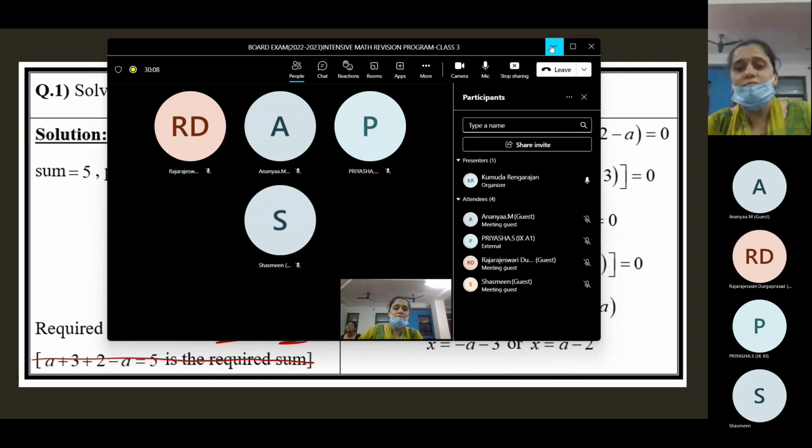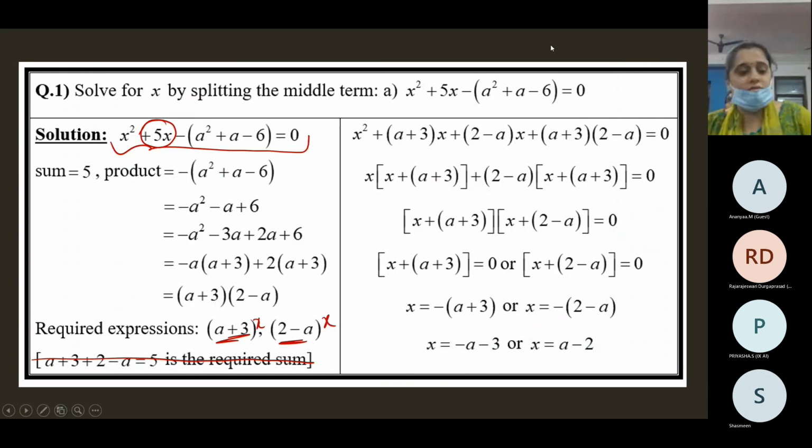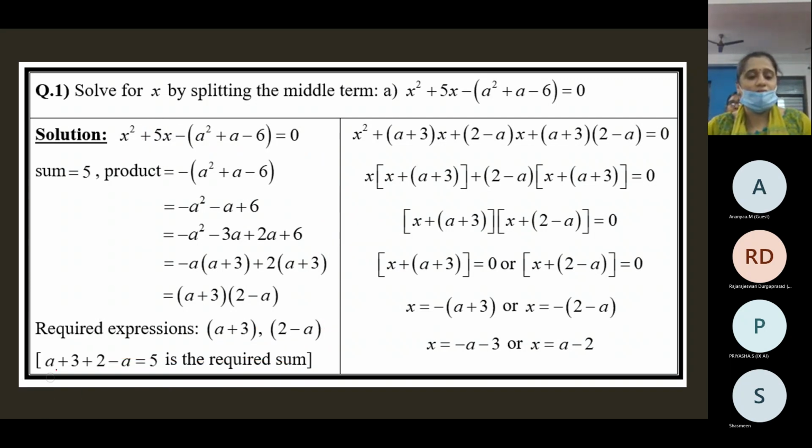Yeah. So we were talking about how to split the middle term. We need to use these two expressions, a plus 3 and 2 minus a. Just fix an x as a suffix next to each. See, like when you find the numbers 5 and 6, don't you write 5x and 6x to split the middle term? In the same way here, fix an x here.